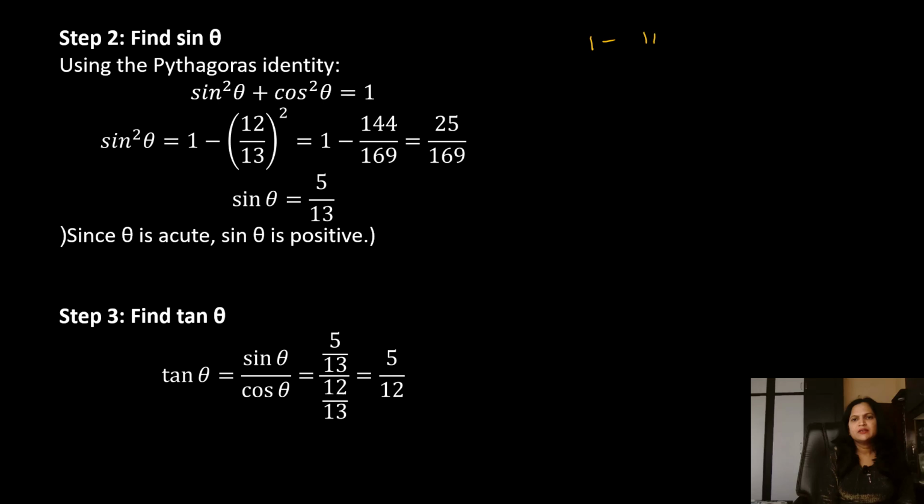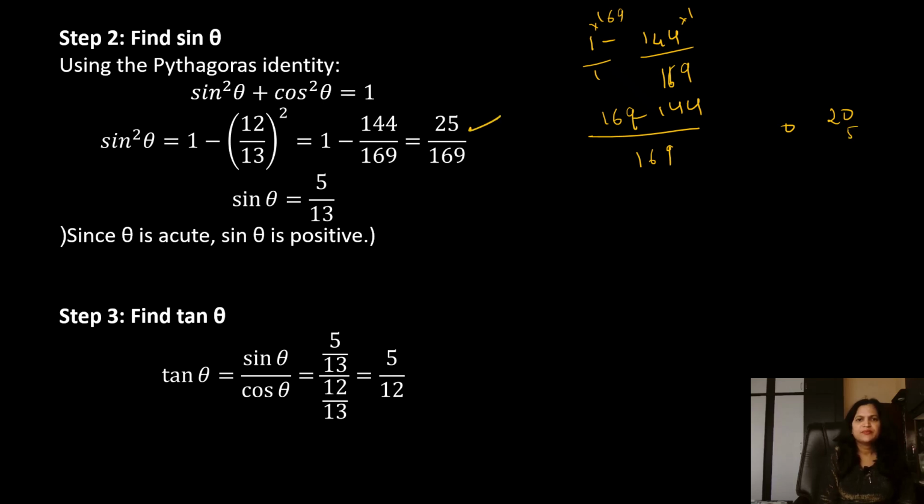1 minus 144 divided by 169. LCM is 169. 1 is over 1. Multiply these two: 169 into 1 is 169, 144 into 1 is minus 144. So subtraction: 169 minus 144. 100 minus 100 is 0, 6 minus 4 is 2, that is 20, 9 minus 4 is 5, that is 25. Below we write 169. That is sine square theta is equal to 25 by 169.